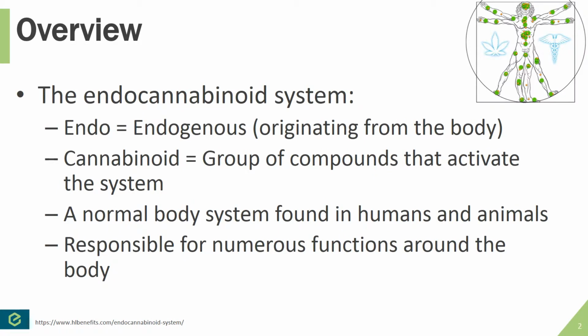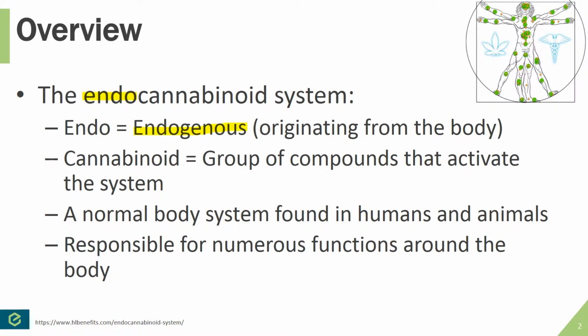For starters, let's break down the word endocannabinoid. That way we have a good understanding of this as we progress through this presentation. So for starters, we will look at the first portion of this word, which is endo. Endo is actually a shortened form of endogenous. Endogenous basically just means originating from the body or was produced within the body.